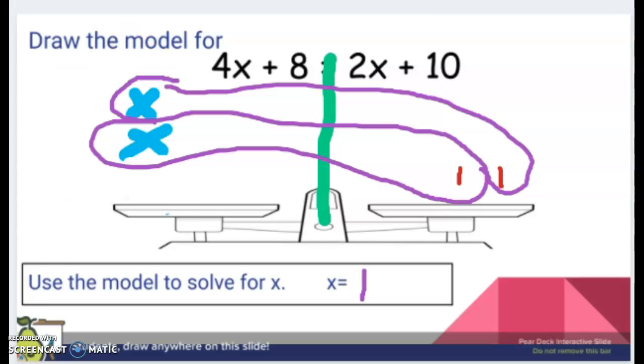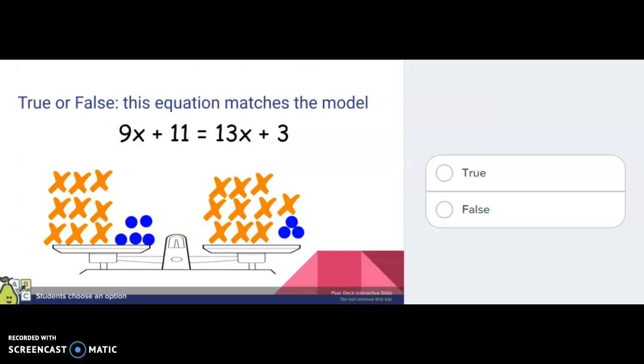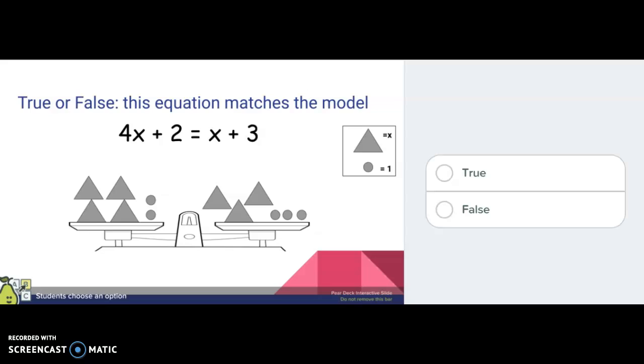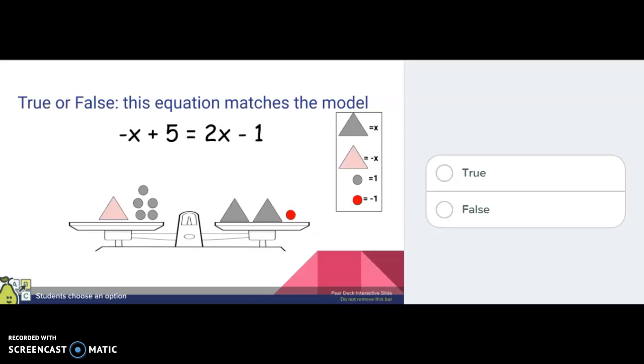Okay, so go ahead and finish slide number 8. It's another drawing model one, so you've got to draw the model before you can solve. Okay, slide number 9, 10, 11, 12, and 13 are all true or false.